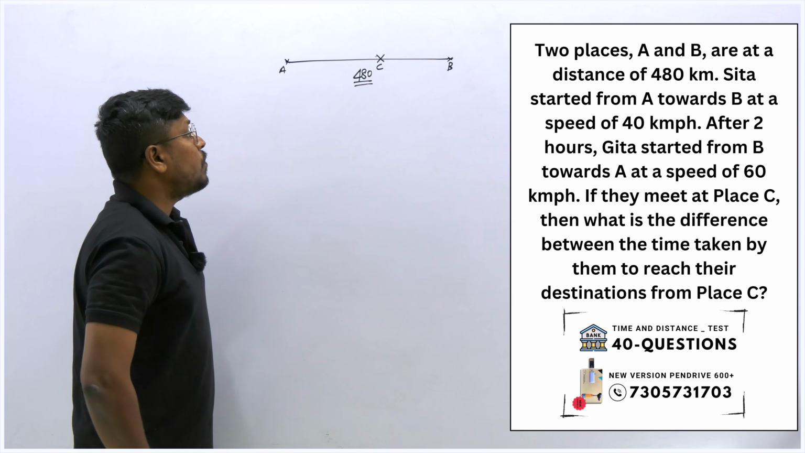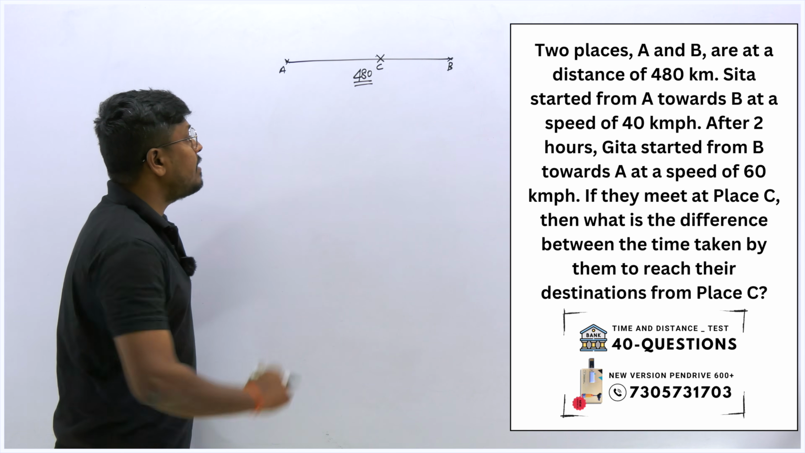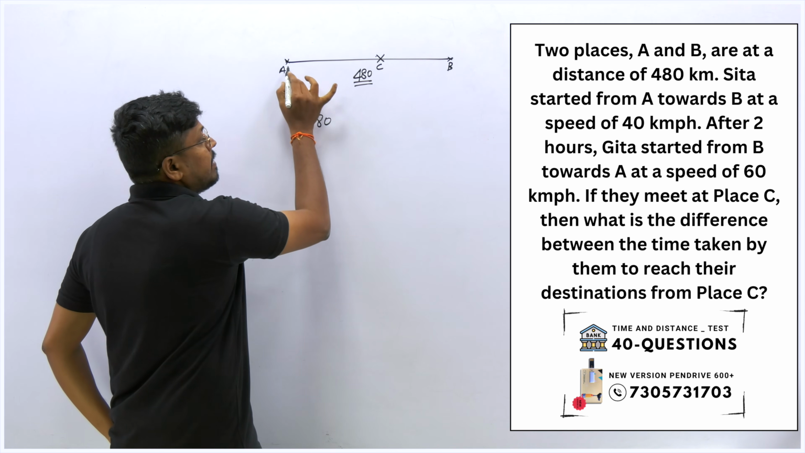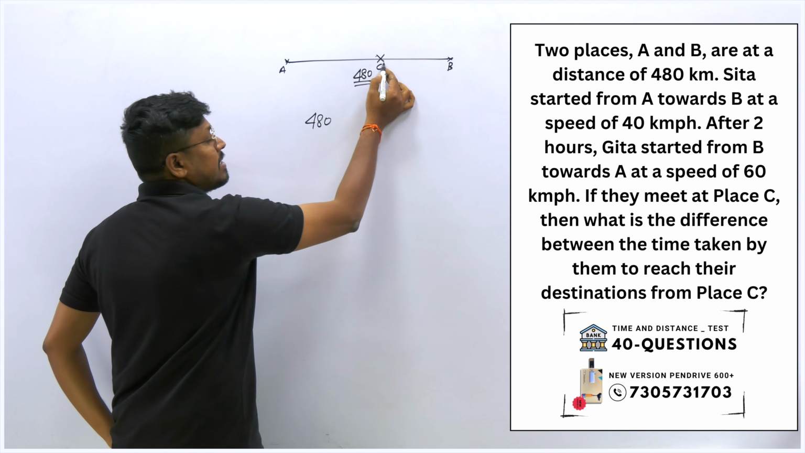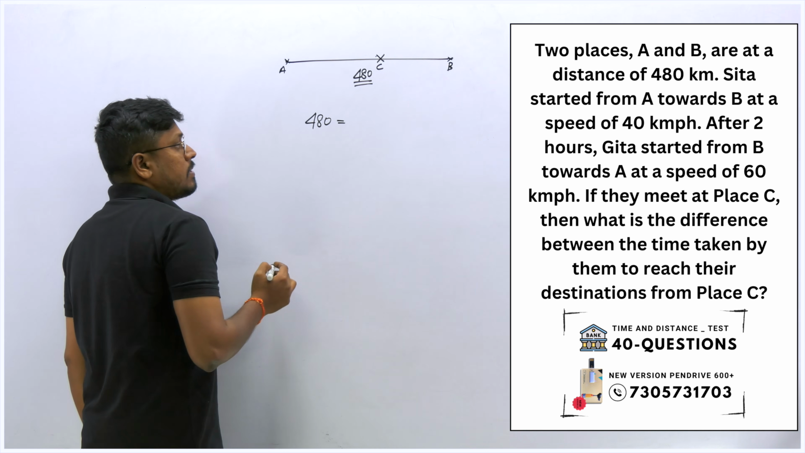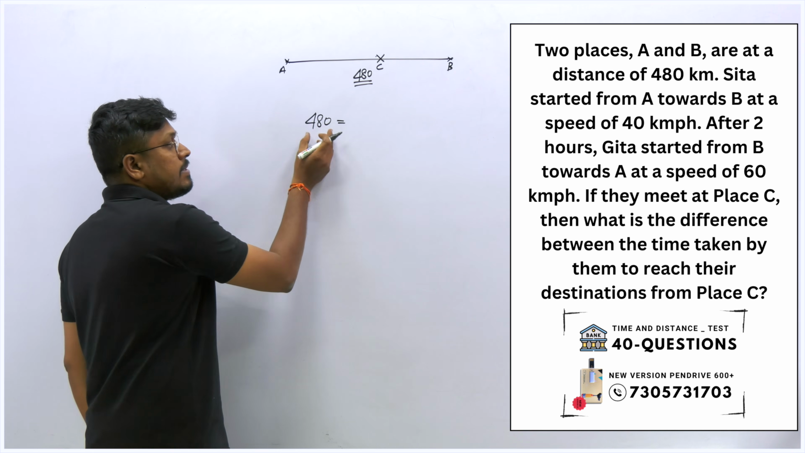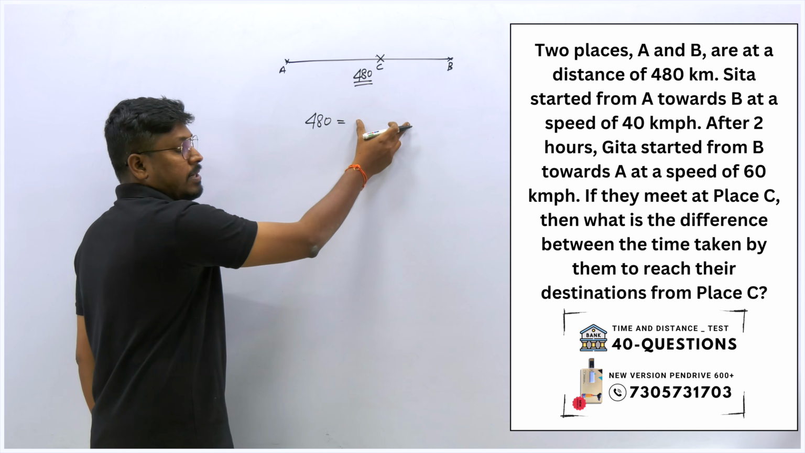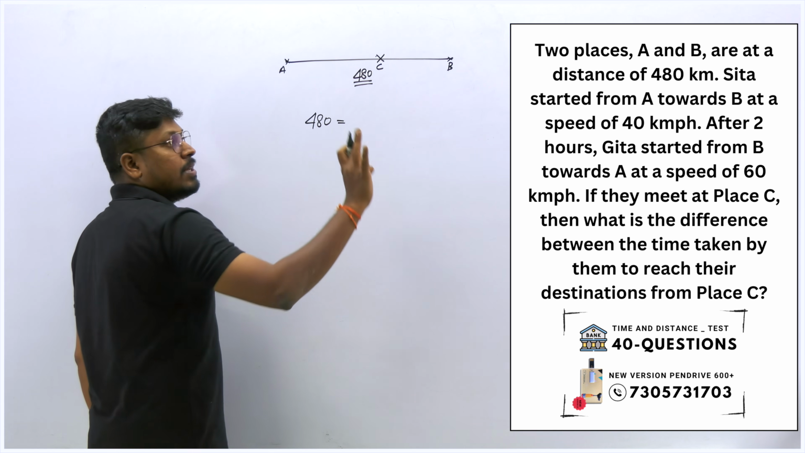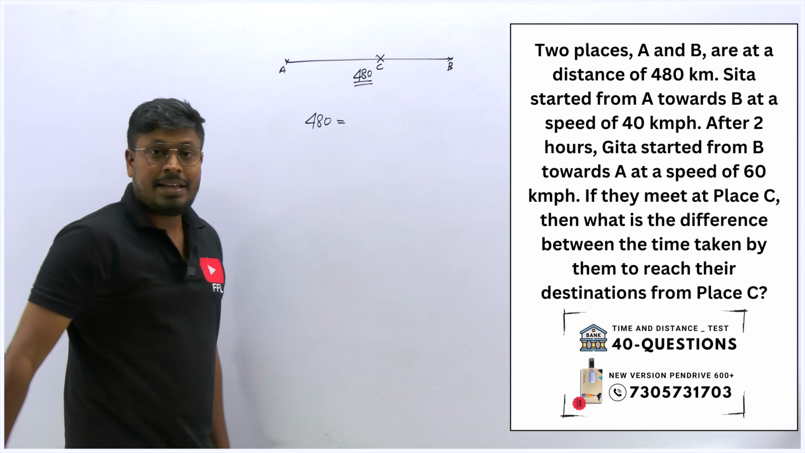So now what we can do here is, the total distance is 480. Definitely if this person goes 400 kilometers, this person will go 80. So this 480 is the total distance that was traveled by both the persons. Speed is equal to distance by time, so distance is equal to speed into time. Both the persons' speed is directly given in the question.